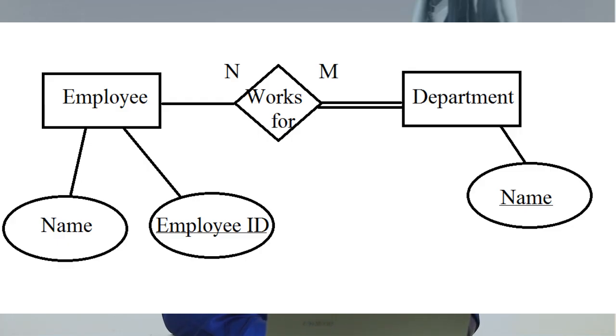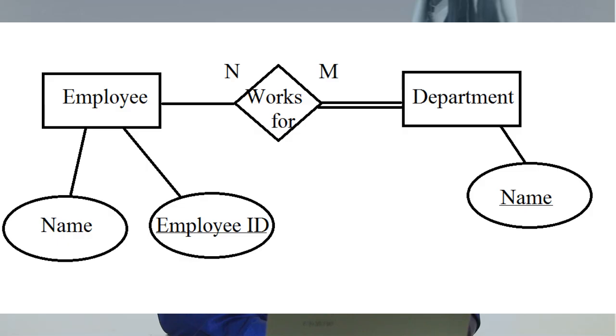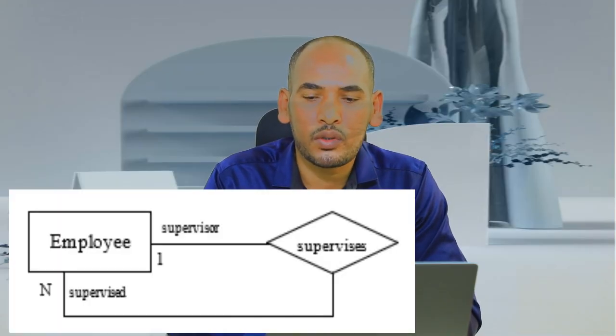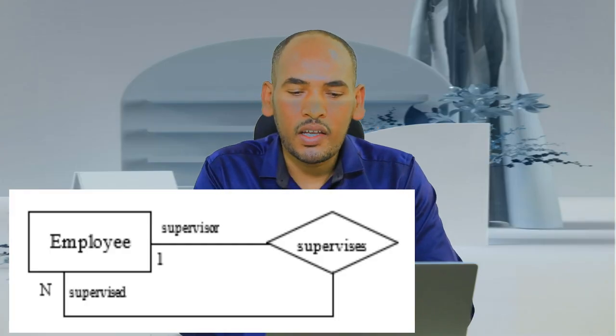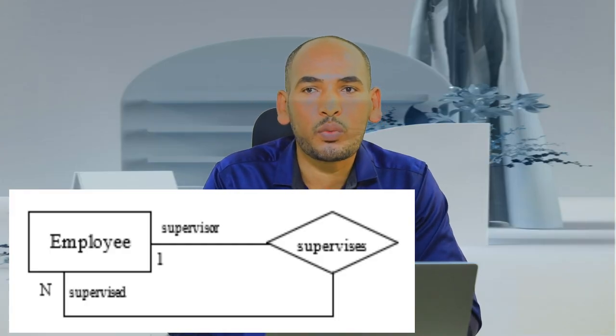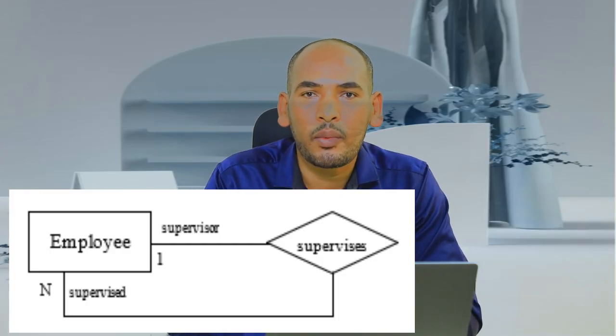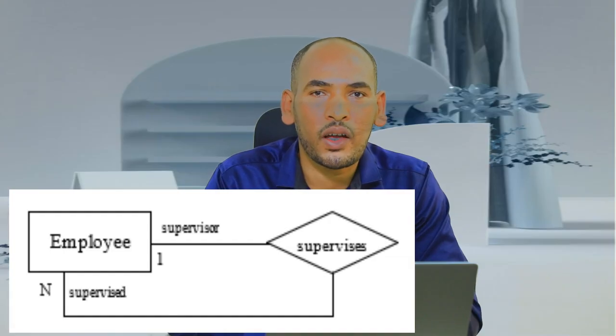The degree of a relationship refers to the number of participating entity types. Most relationships are binary, but ternary and higher degree relationships also exist. Entities play a specific role in relationships, especially in recursive relationships such as supervision, where employees participate both as a supervisor and the supervisee.